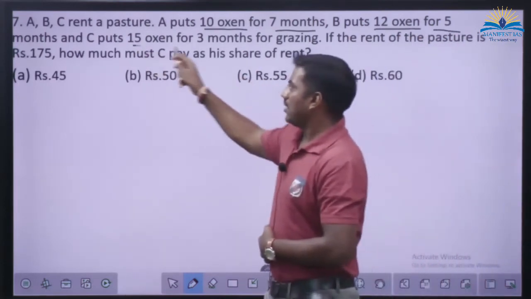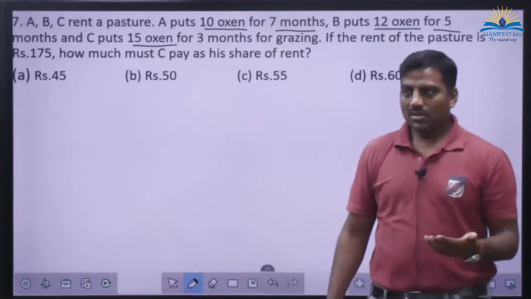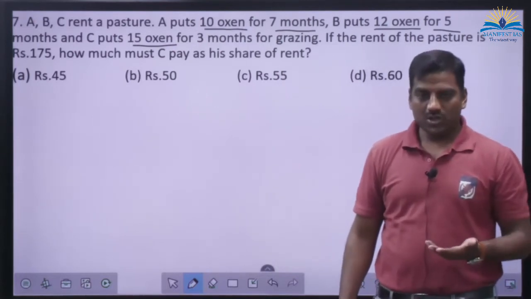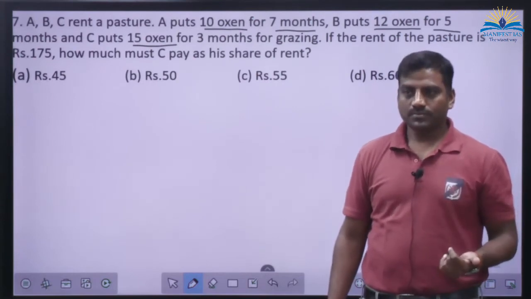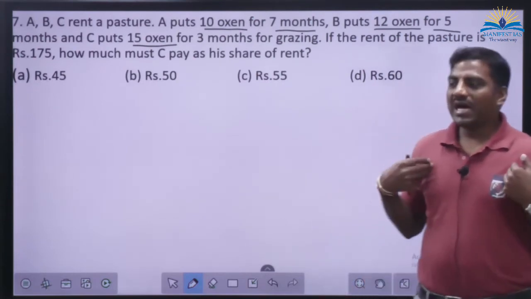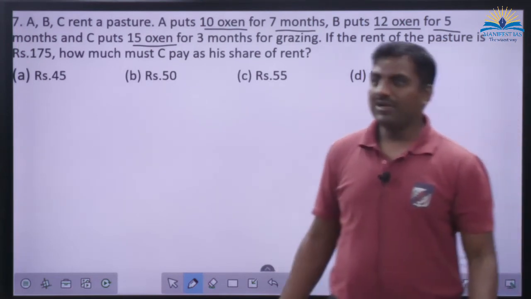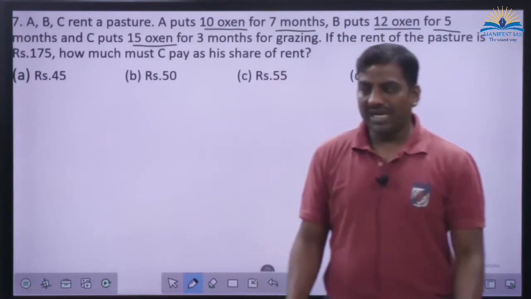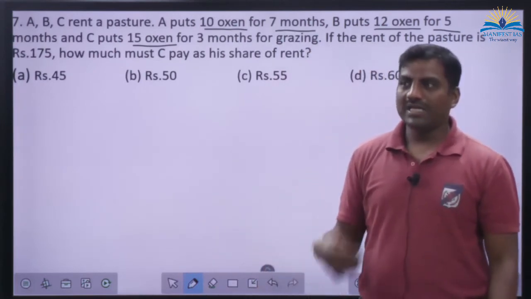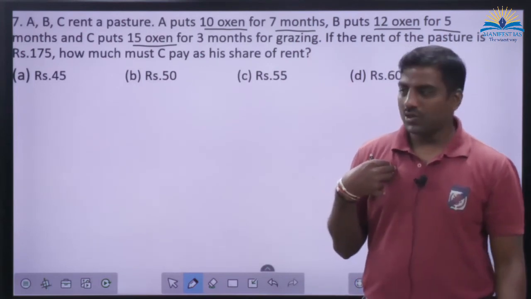Oxen for 7 months, 12 oxen for 5 months. See, here, the more the number of oxen for eating the pasture or grazing, the more the cost we have to give, no? For example, I have 100 cows or oxen. He has only 10. And we have rented one pasture. Rented means we have taken one patch of land for rent. Who has to give more share? The person who has more cows or oxen, no?